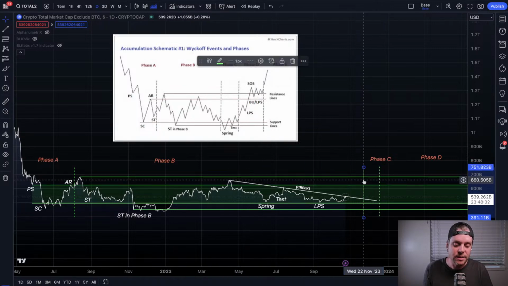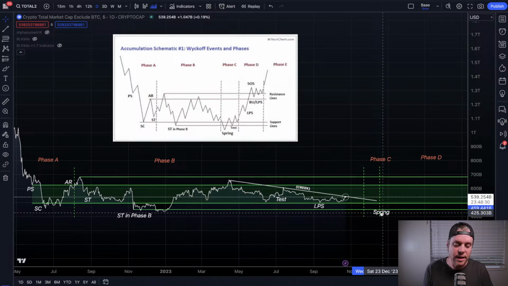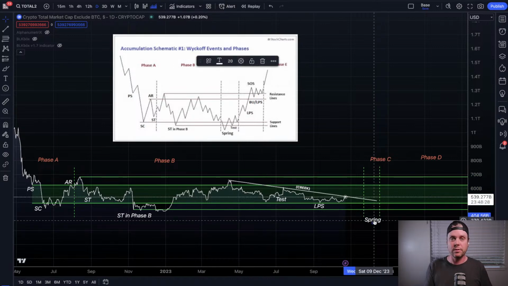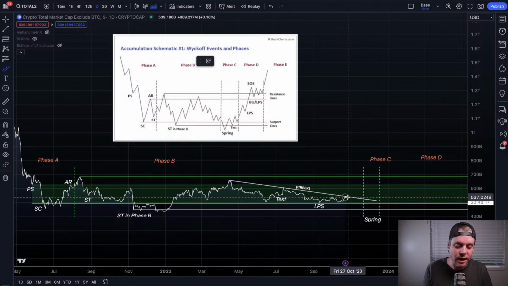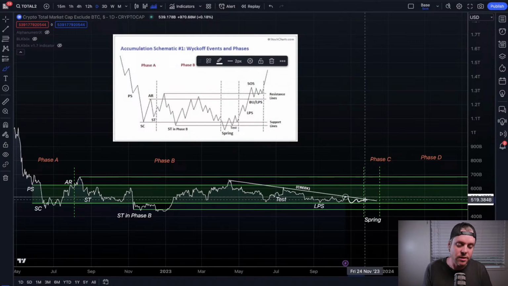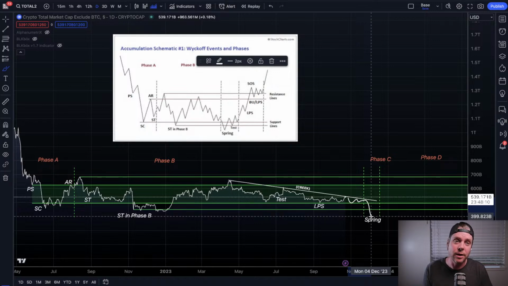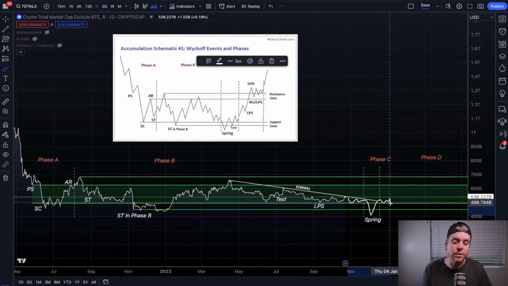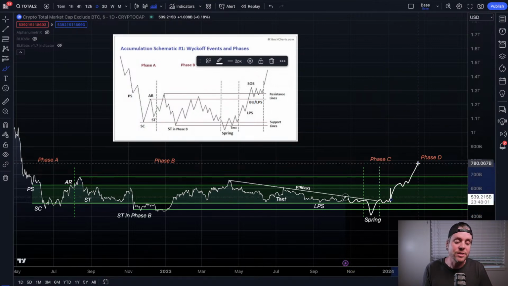Now, phase C is usually identified as a trend shift, okay? Whether it is an LPS, last point of support, or whether it is a spring, which is a fake out to the downside. What to look out for is some sort of shape like this, where let's say we consolidate at the bottom of the range, we get a move down that shakes out the last remaining participants, and then you get a break back up. This would be your test. And then you continue to get your sign of strength move.